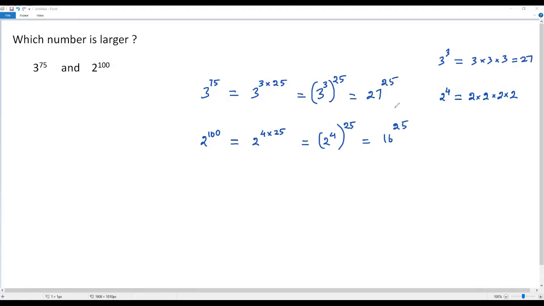Okay, here I got the same exponent for both the powers, that is 25. Now to find the one which is larger, we have to compare the bases 27 and 16. Clearly 27 is larger, and we got this one from 3 to the power of 75. So in the given two powers, 3 to the power of 75 is larger.